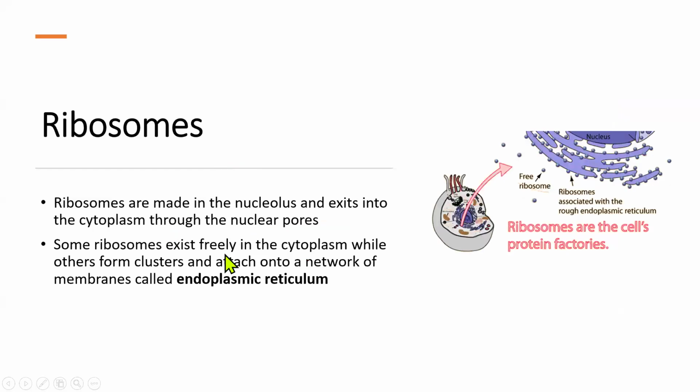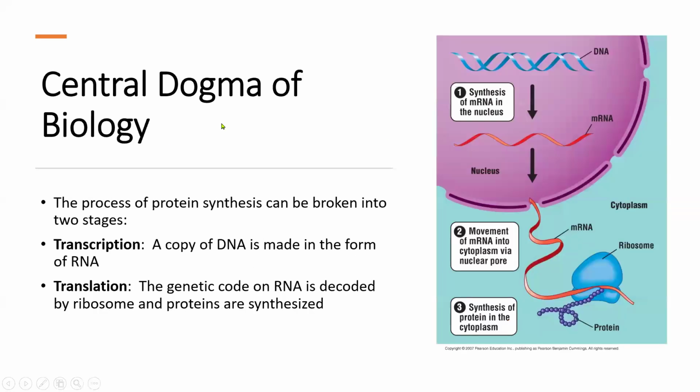Some ribosomes are going to be freely floating in the cytoplasm, like these ones. Others will be attached to a network called the endoplasmic reticulum. We'll put this on our picture later on. Okay, so they can either be on their own or they could be stuck to the endoplasmic reticulum. Now, before we go back to our drawing, I want to explain the central dogma of biology. And that sounds like a weird word, but basically it just means theme, okay? Central theme, central dogma of biology.